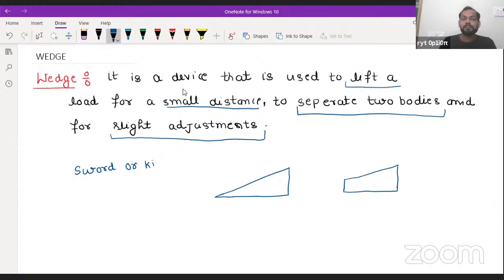So in case of a sword or knife, you have seen that the edge of the sword or the knife is triangular in shape. Why is it triangular in shape? Because when the edge penetrates inside the body, that wedge shape tries to separate those two bodies. I hope you have seen that a sword is used for breaking wood. In that condition, what will happen? The sword is something like this.